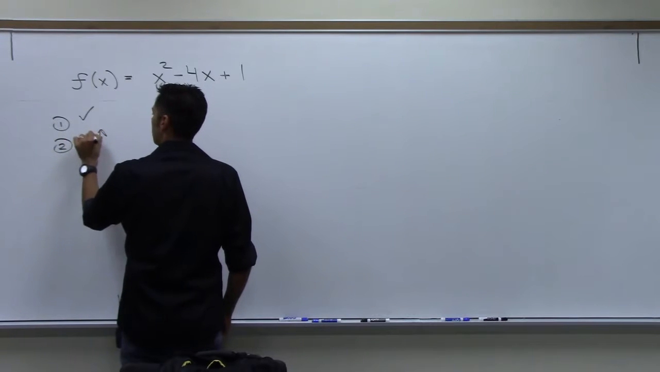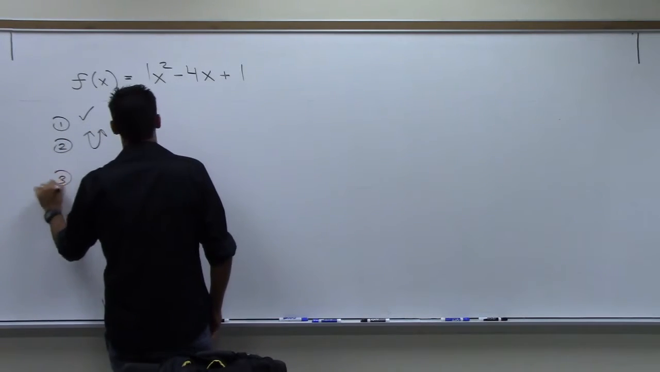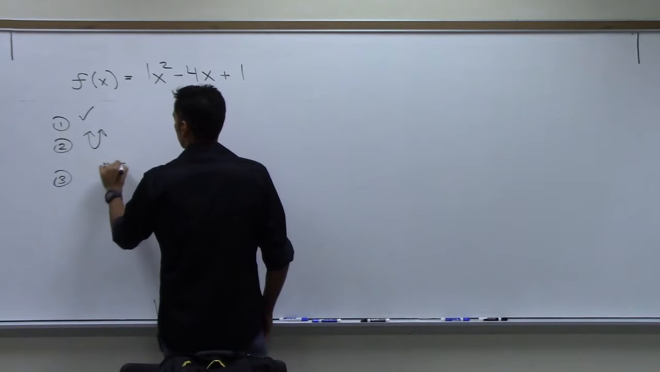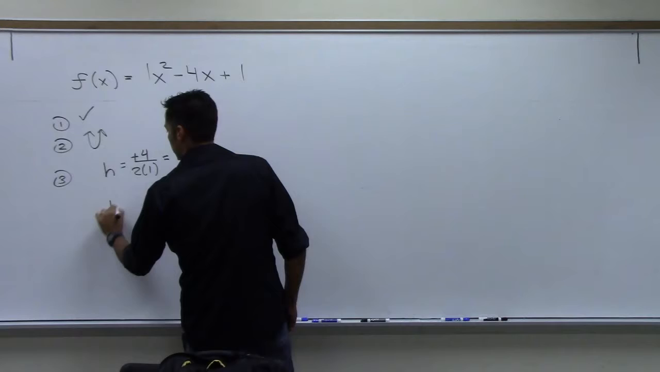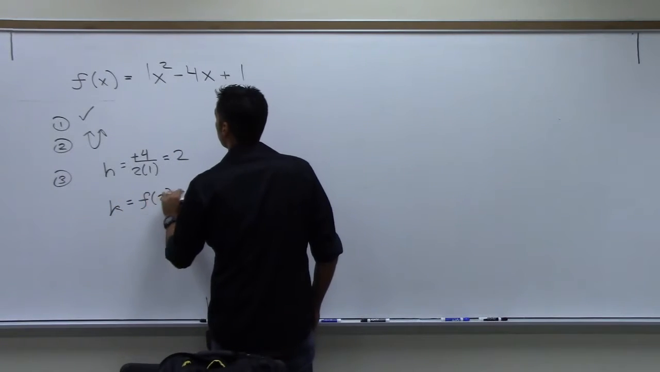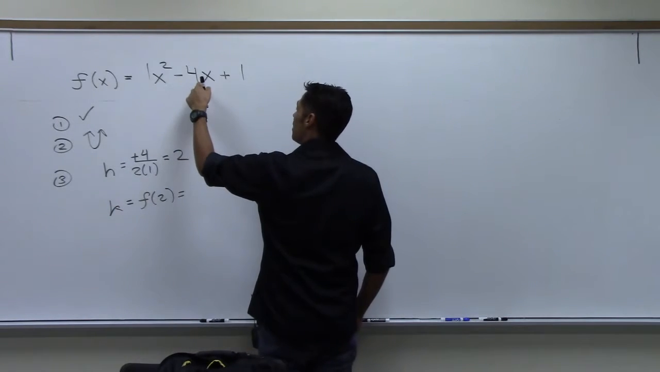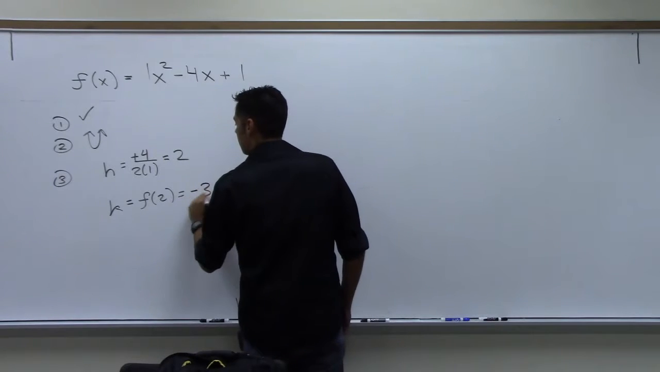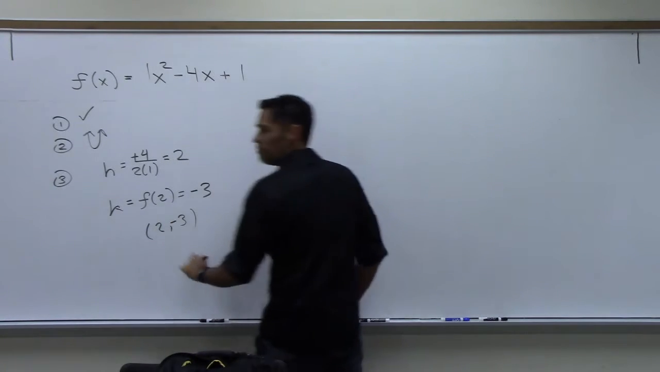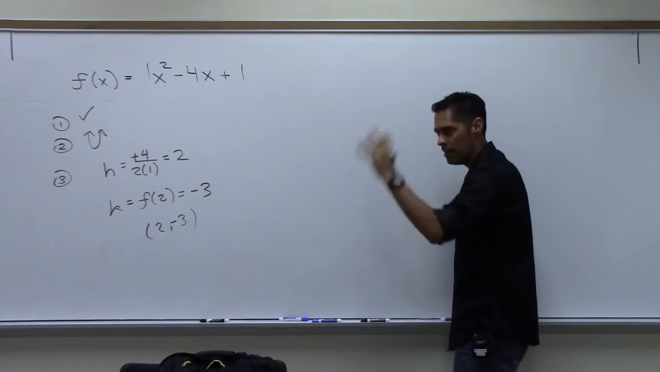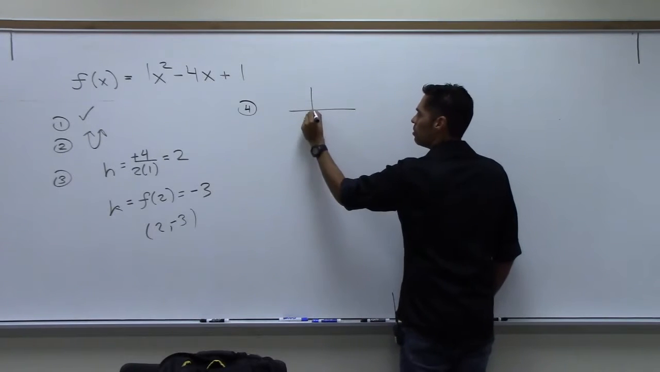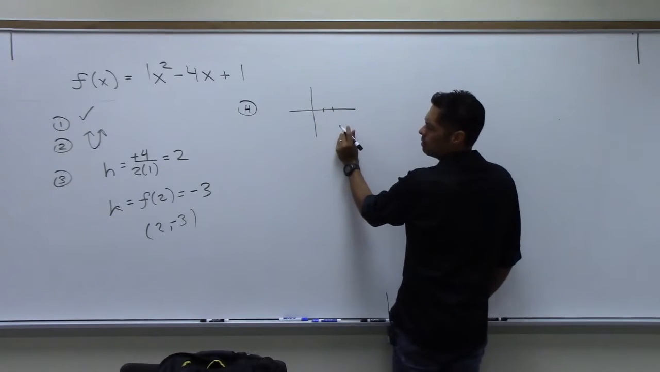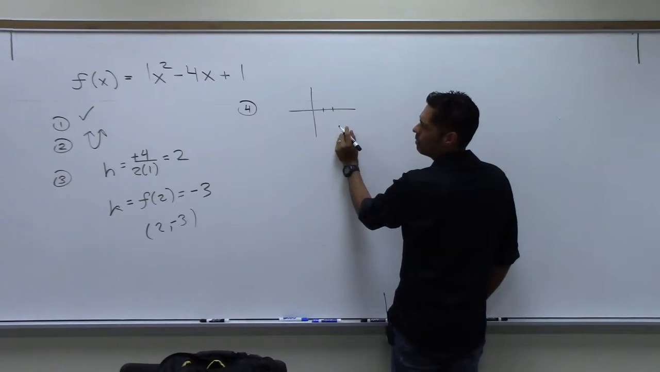It opens up because it's a 1 here. The vertex is h is negative b, which is positive 4 over 2 times 1, so that's 2. K, when I get that, I plug 2 into the function. I get, let's see, 4 minus 8, that's negative 4 plus 1. So negative 3, so I've got 2, negative 3. Okay, with me? You don't have to write all this down. Just think through this. Fourth step, quick sketch. Vertex is 2, negative 3, hold on.